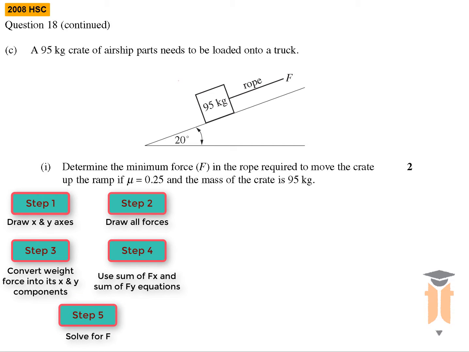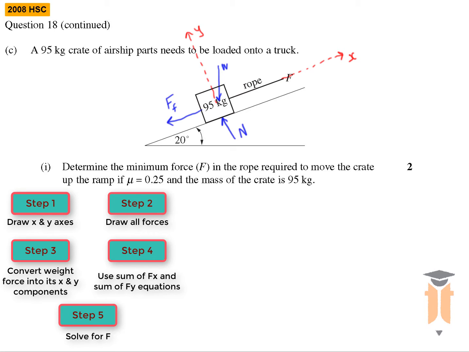So applying the first step, our X-axis will be along this direction. Our Y-axis will be perpendicular to the X-axis as such. And then once we've got that, we can now apply our forces. So we have our weight force, which is going directly downwards. We have the normal force, which is 90 degrees to the surface. And we have our frictional force, which will be acting in the opposite direction to the motion. Since the rope is pulling the crate up the ramp, the frictional force will be going down the ramp. And I'm going to denote that with f, small f.